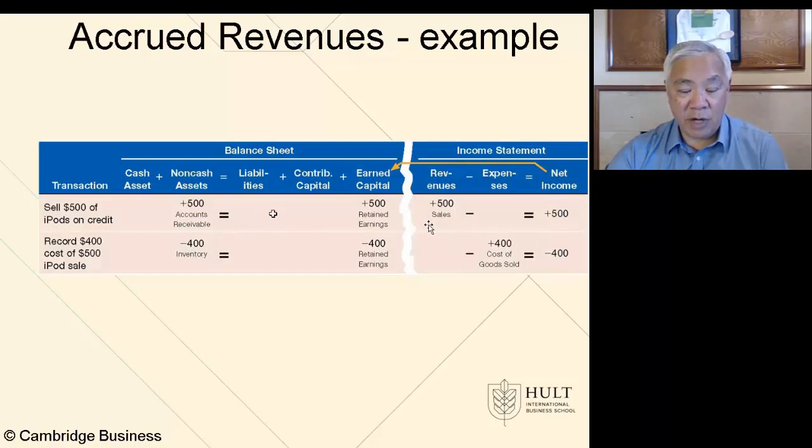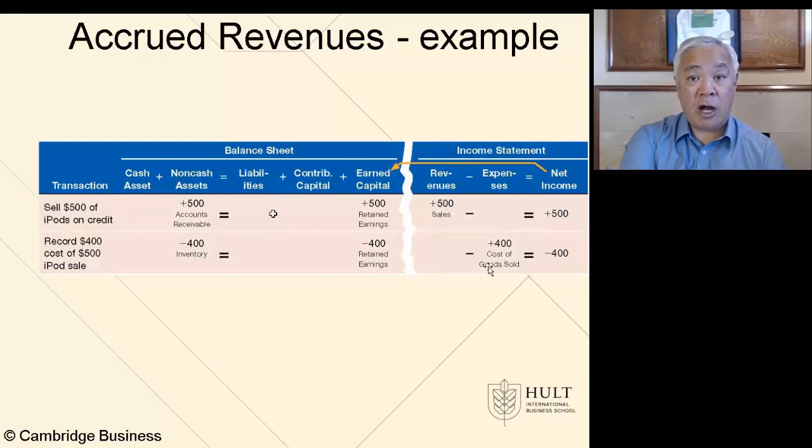We sold them some of our products, so we have to reduce our inventory by the cost of the items we sold, in this case $400, and we would increase the expenses on our income statement, in this case cost of goods sold, by $400 to offset the money we got. So if you just look at this section right here, we had revenues of 500, we had cost of 400, so we netted, or we had gross profit on that sale of $100.